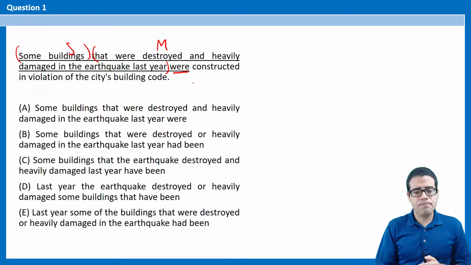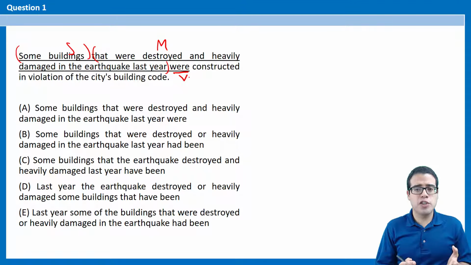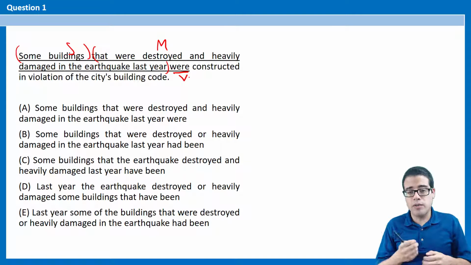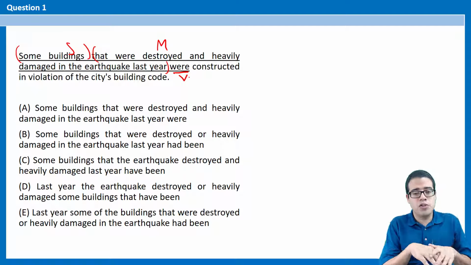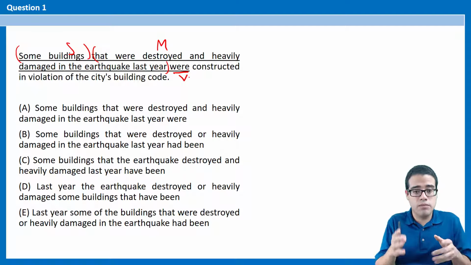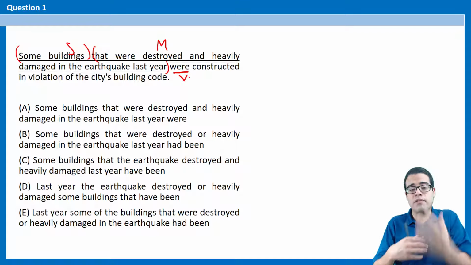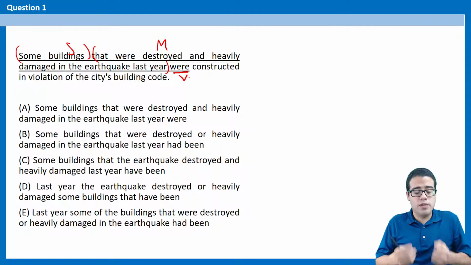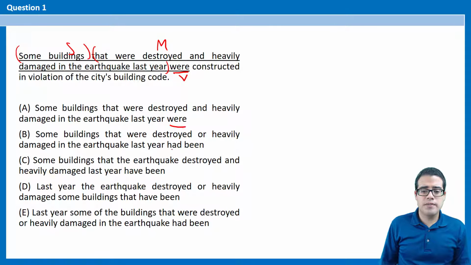But notice that here the main verb is in the simple past, were constructed. Okay, so that doesn't make sense because the construction should have happened before the buildings were destroyed or damaged. In other words, first, you need to construct these buildings in violation of the city's building code. And because of that, when the earthquake arrives, then those buildings are destroyed or damaged. Okay, so look at the splits at the end.